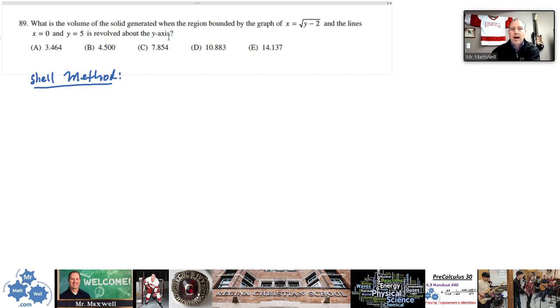and the lines x equals 0 and y equals 5 is revolved about the y-axis? Okay, so no diagram is given. That's all that you're going to be given on the test. And I would suggest drawing a quick sketch, making sure the equations are in terms of the right variable. But I want you to do the shell method, and later on we're going to do the disk method as well. So get some practice with the shell method. Take a few minutes, attempt this. I will show you the answer in a little bit.